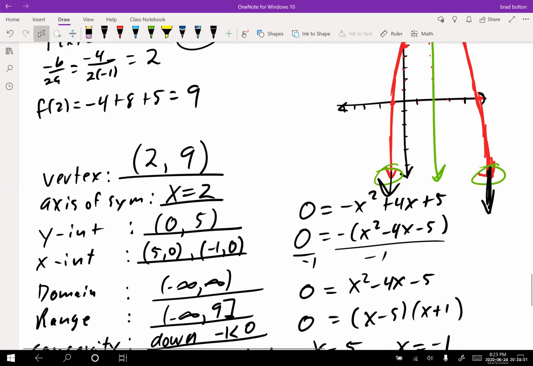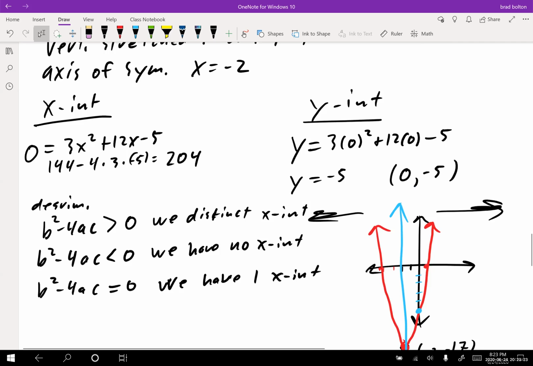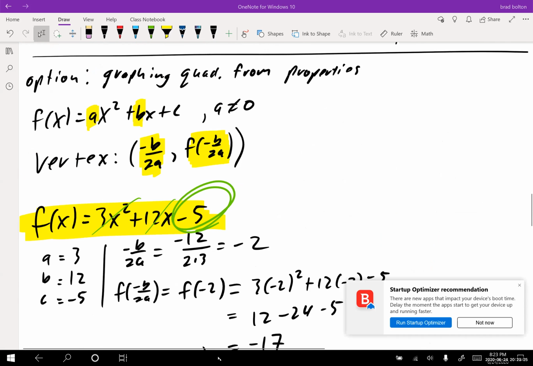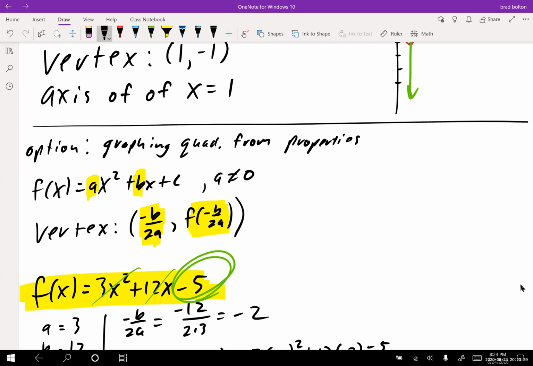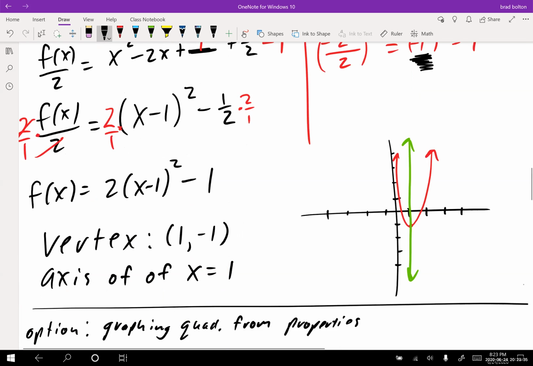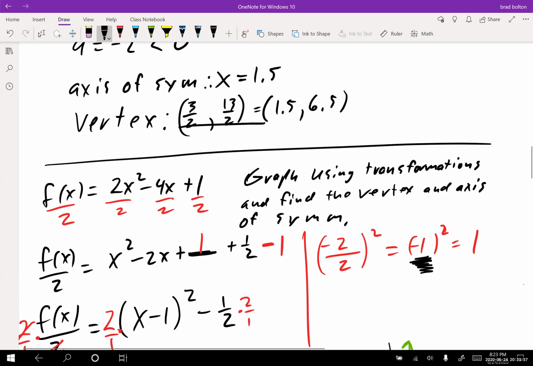But I prefer option 2, right? So option 2 uses properties. See how it says, option 2 says graphing quadratics from properties. I prefer the -b over 2a and f of -b over 2a. But if they ask you to use transformations, that's a code word for saying, hey, put it in vertex form. So that means you have to complete the square.